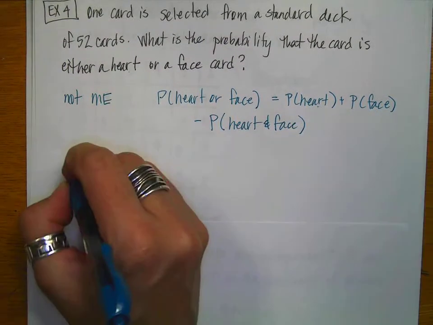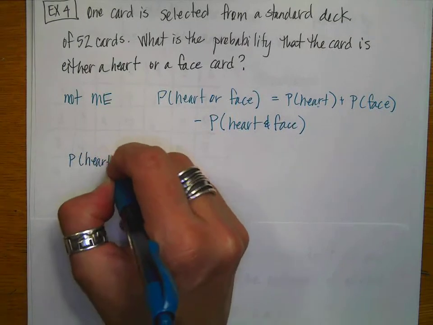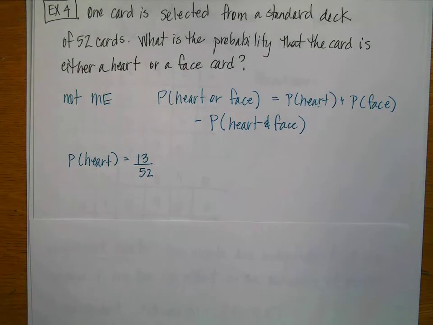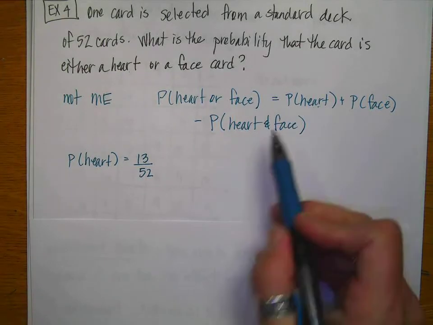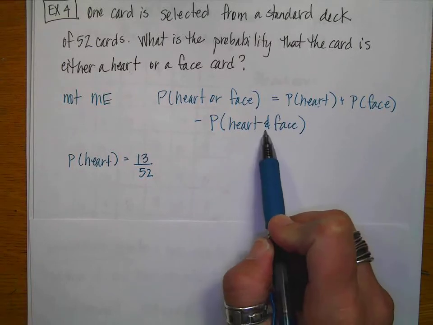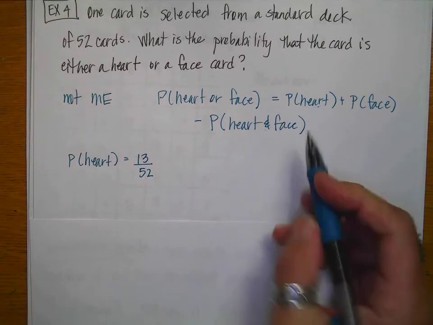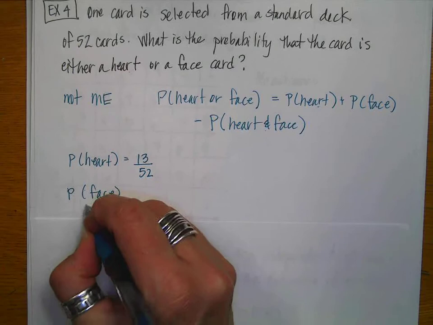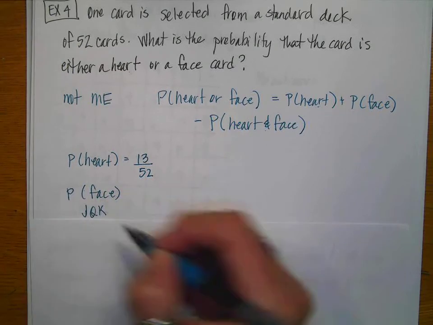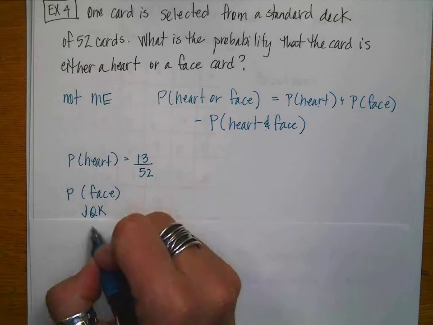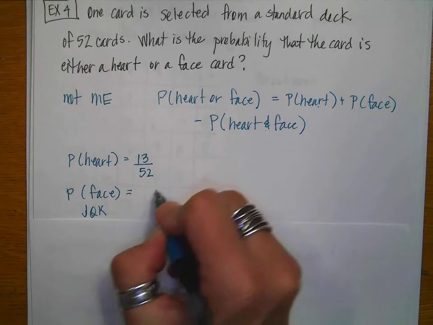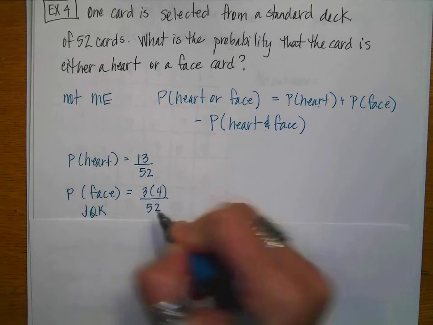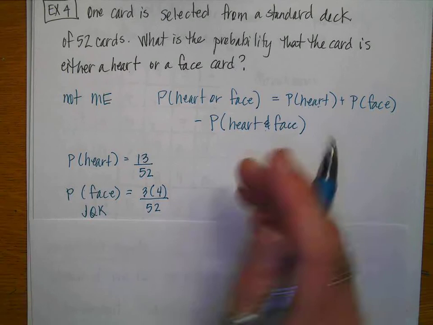So let's talk about the probability of a heart. Okay, so the probability of hearts, there are 13 hearts in a deck of cards. So there's the probability of a heart. And I'm not going to reduce my fractions because I'm going to be adding and subtracting fractions. So I am just going to leave it like this for the time being. The probability of a face card, and remember a face is a jack, queen, or a king. The jokers don't count. So a jack, queen, king, and there are 3 per suit. There are 4 suits, so there are 12 out of 52.